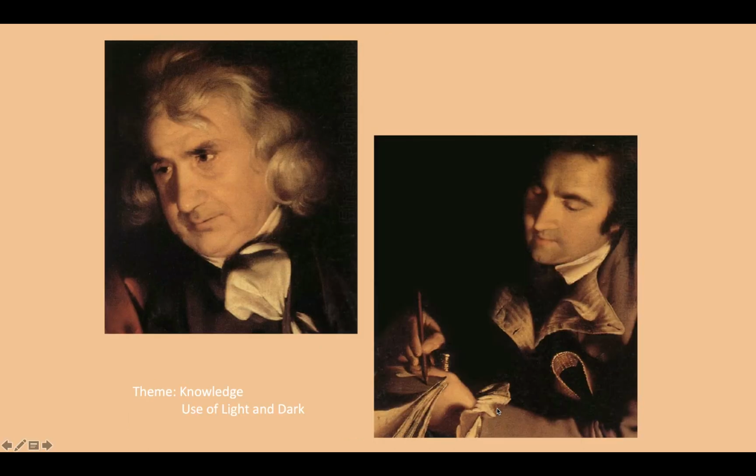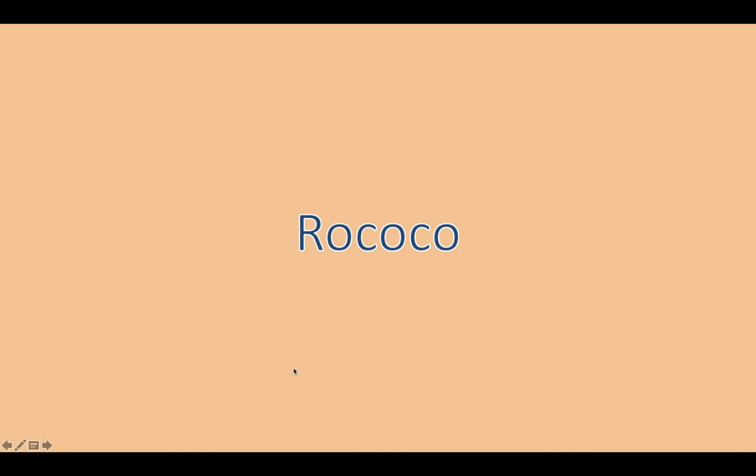So we're moving on from knowledge, use of light and dark. Awesome. So we're moving on to what is a time period in art called Rococo. And when we're dealing with Rococo, we're dealing with a very pastel palette, lots of pinks, lots of light colors, light greens, light pinks, light blues, lots of sfumato. Remember that word? That's where it looks sort of like atmospheric and sort of fuzzy. Lots of sfumato.